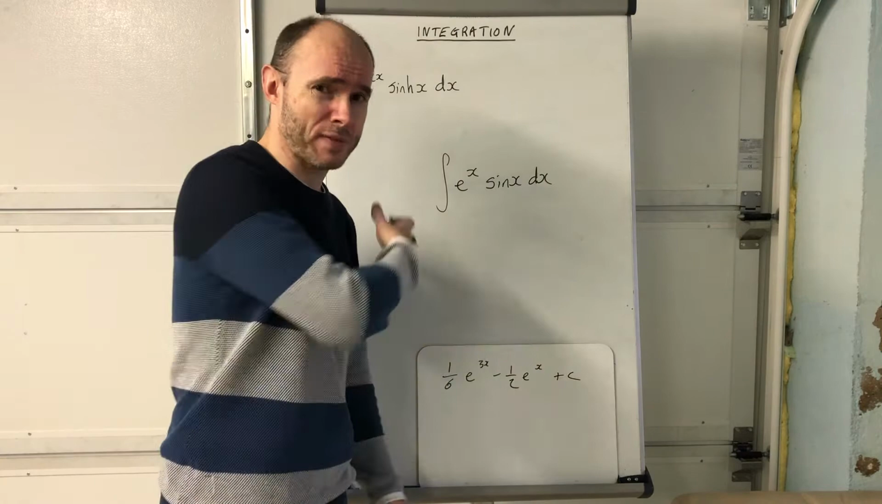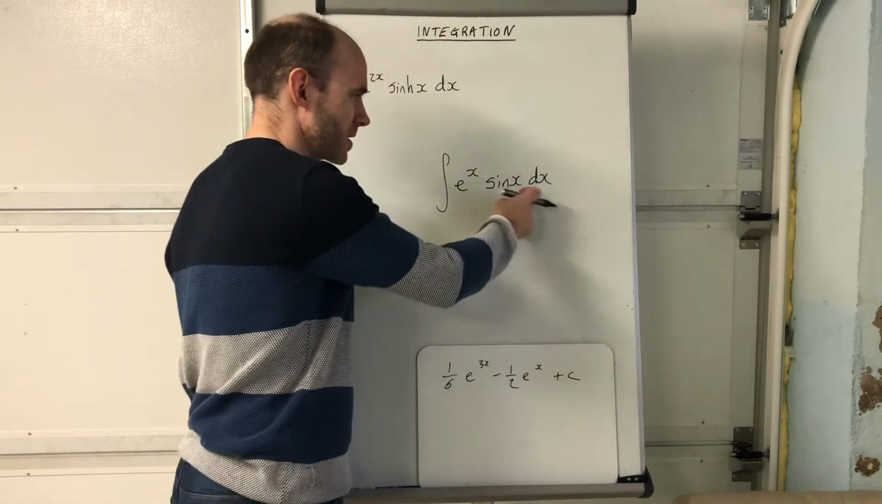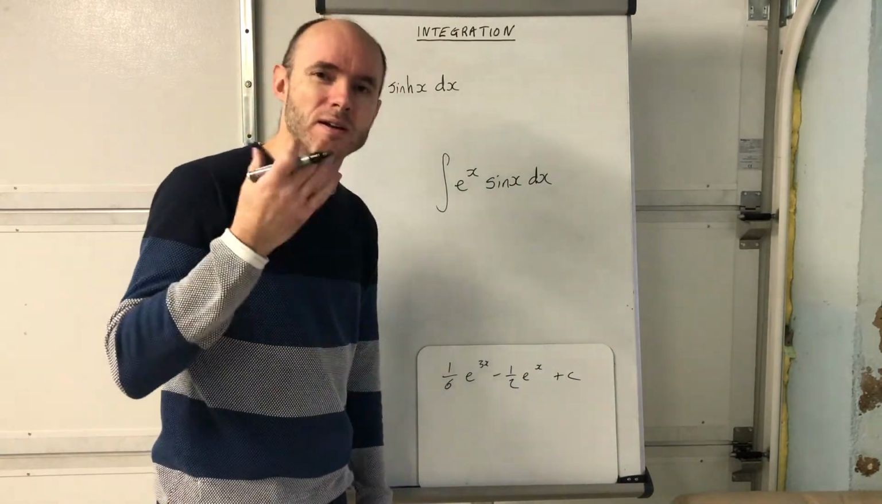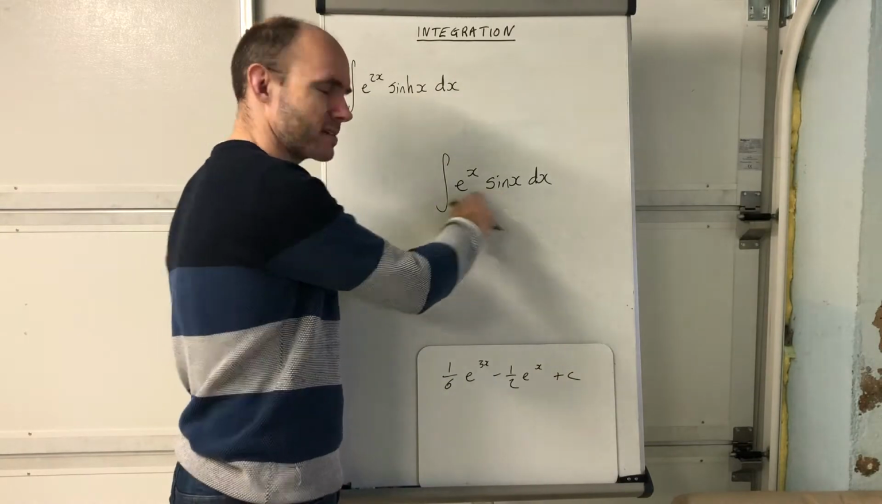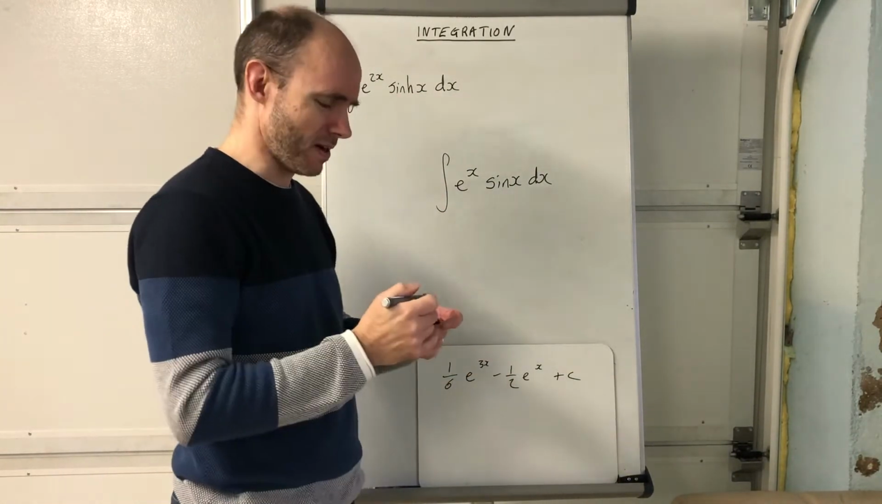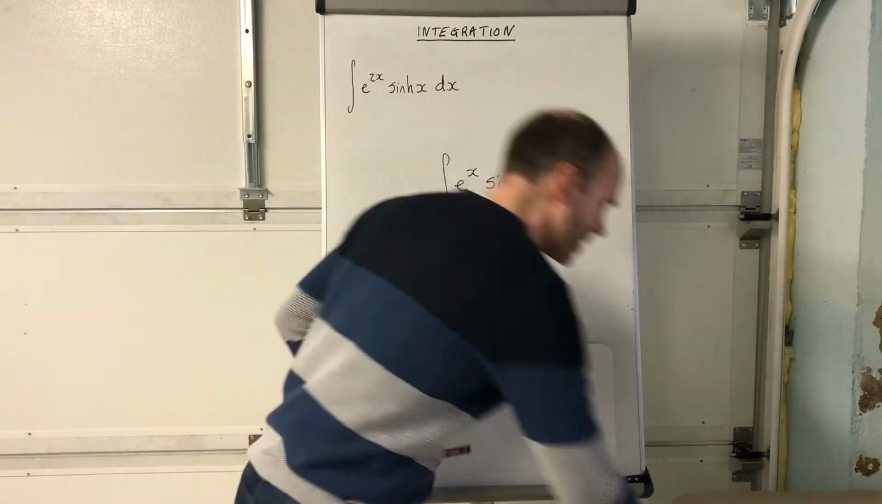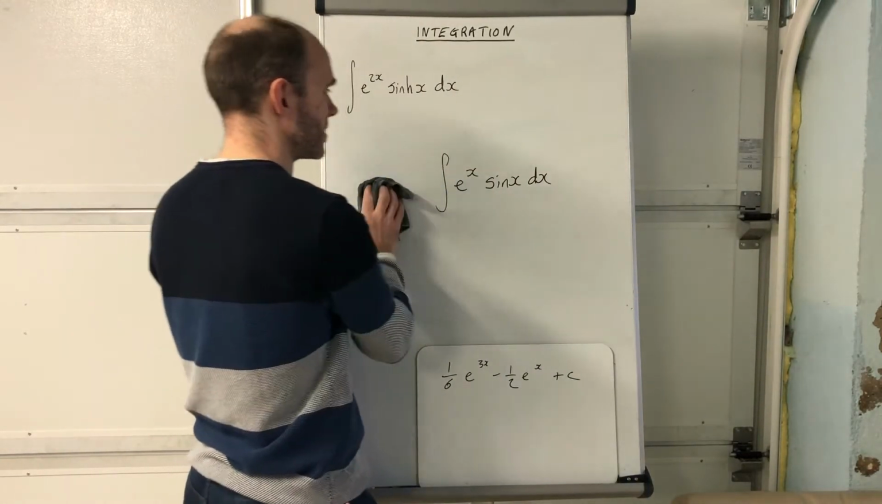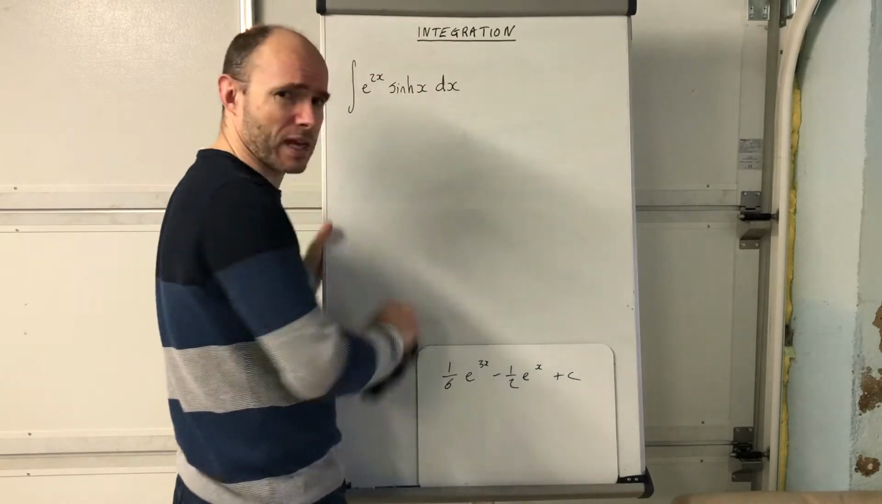in which case you have to do it by parts, because obviously we don't have the luxury of being able to write sine x in terms of exponentials like we could with the sinh x. Okay, so you'd have to do that by parts. So what's an interesting thing to do is consider how we'd integrate this by parts. So we're going to give this a go.